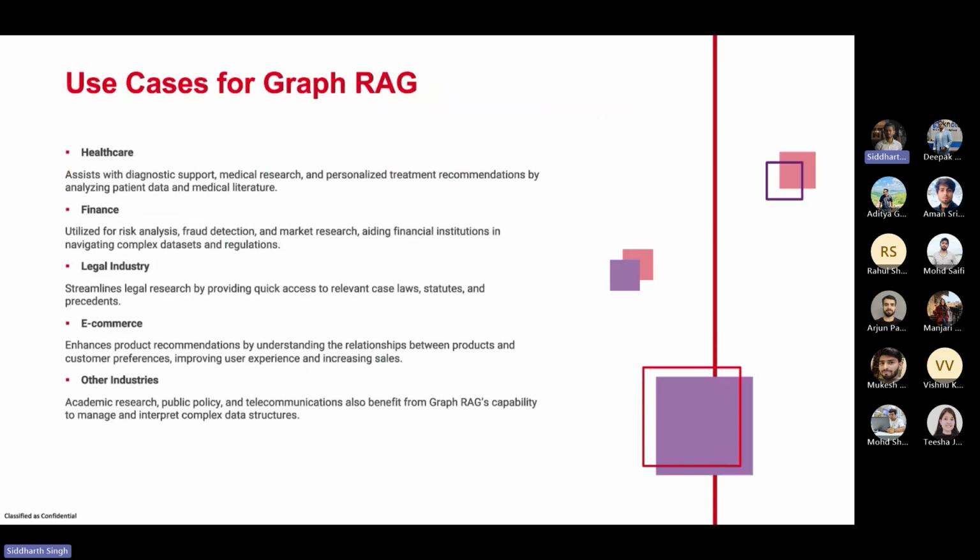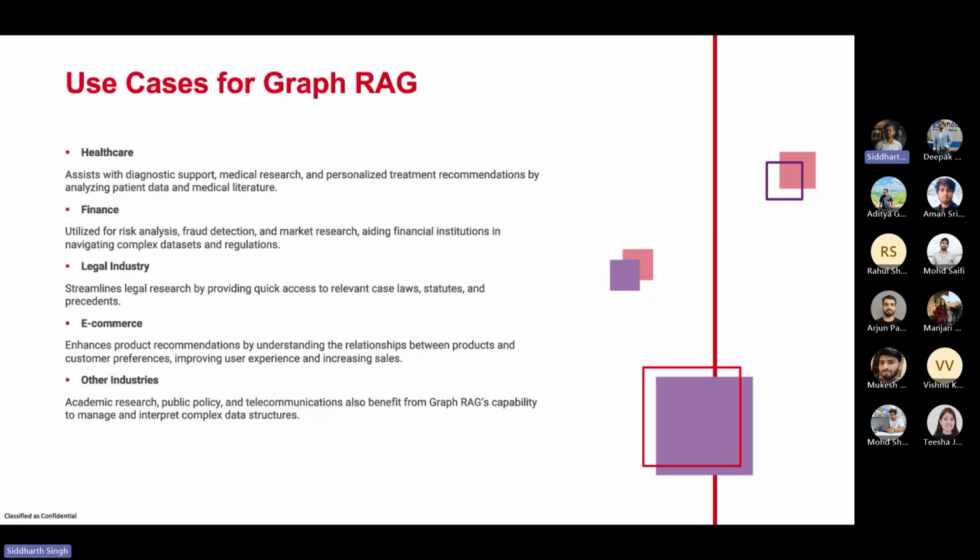Now let's look at some practical use cases for graph RAG across various industries. First up is healthcare. Graph RAG can significantly enhance diagnostic support, medical research, and personalized treatment recommendations. By analyzing patient data alongside existing medical literature, it helps healthcare professionals make more informed decisions. In the finance sector, graph RAG is invaluable for risk analysis, fraud detection, and market research. Financial institutions can navigate complex data sets and adhere to regulations more effectively, improving their overall decision-making process.